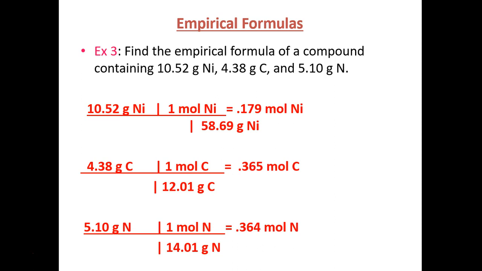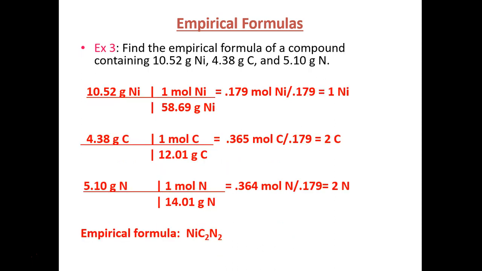So I need a whole number ratio. So I'm going to identify the smallest number of moles, which in this case is 0.179. Then I'll divide each number of moles by that. So I'll get 1 nickel, 2 carbon, and 2 nitrogen. Okay? So then my empirical formula is NiC2N2.